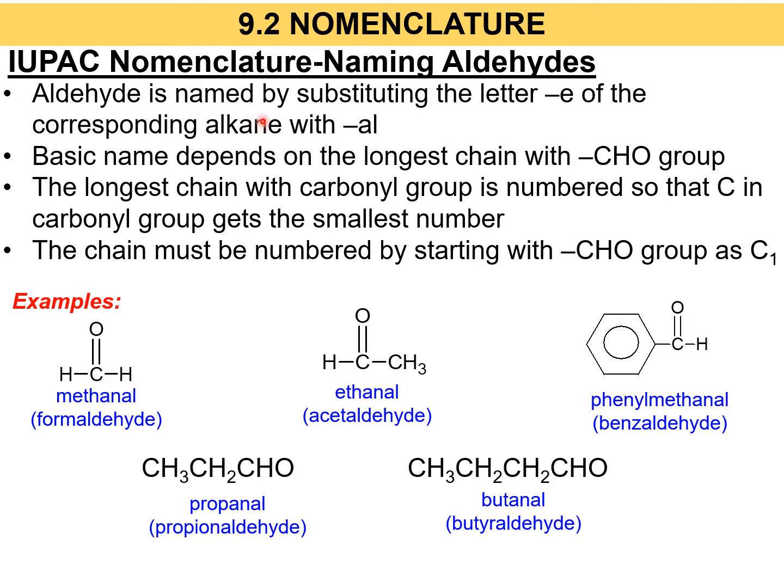Basically, kalau let's say you dah reti nak namakan alkane, kalau you nak namakan aldehyde, you just gantikan perkataan E kat belakang ni dengan AL untuk aldehyde ya. Okay, lepas tu the basic name dia akan bergantung kepada longest chain yang ada C double bond OH group. Okay, CHO ni adalah singkatan untuk aldehyde. I already told you previously.